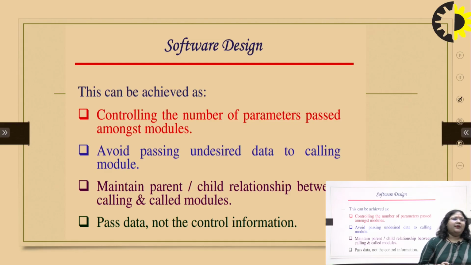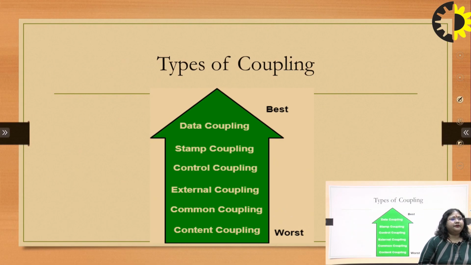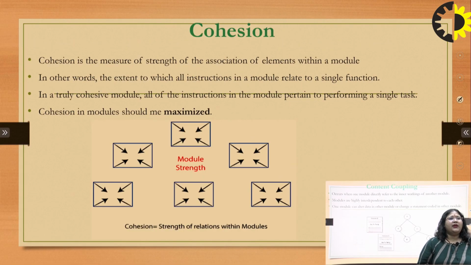Now, some parameters that we already have in mind: control the number of parameters we pass amongst the modules, and avoid passing undesired data to the calling modules. So the relationships of the modules are very easily understood. Always maintain the parent and child relationship between the calling and the called modules. That is the procedure of stubs and drivers in unit testing. I defined it this way in unit number 4, and we have to pass the data in the control information. So these are the coupling. Types of coupling we will explain in the next lecture.